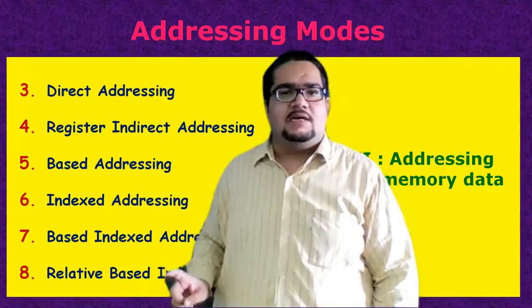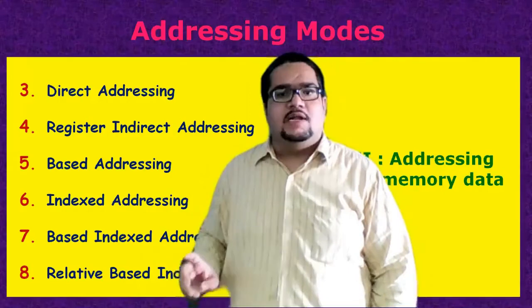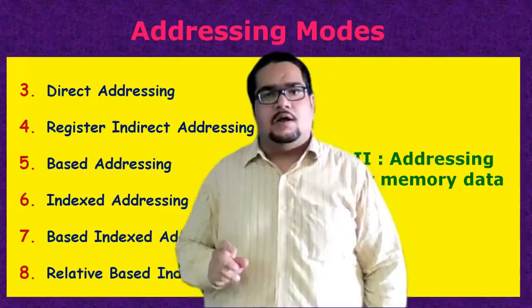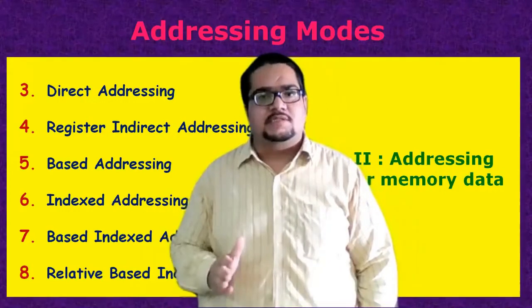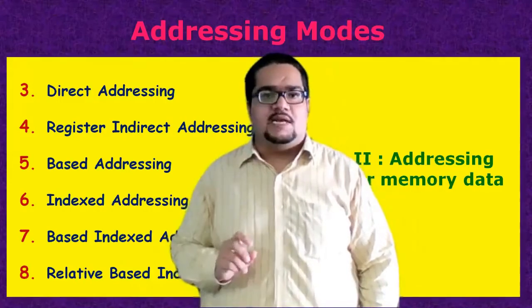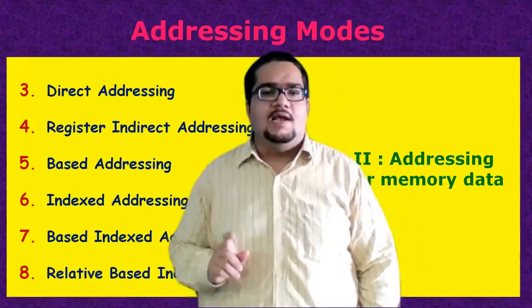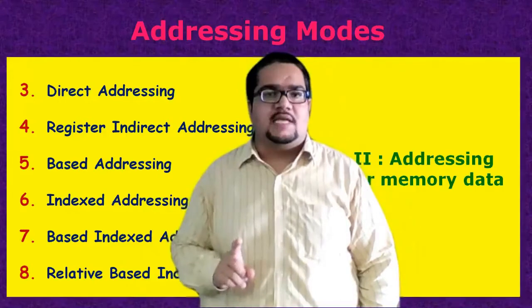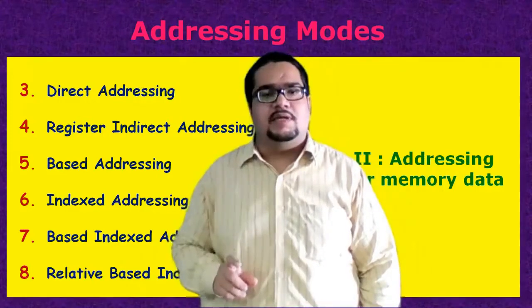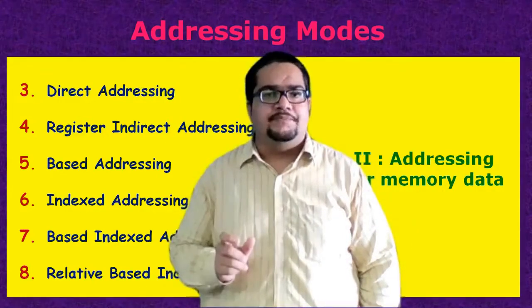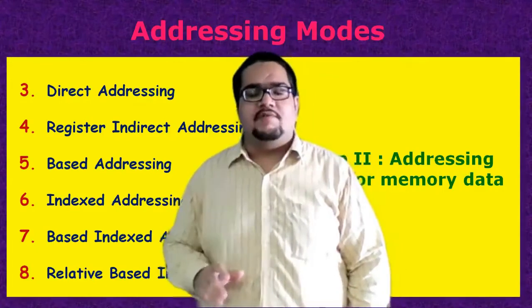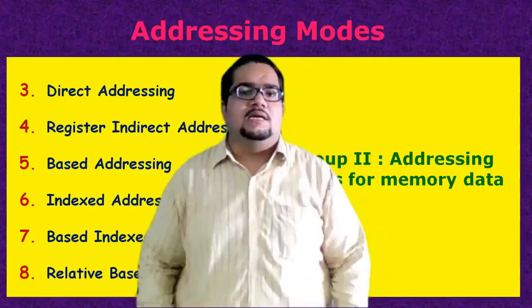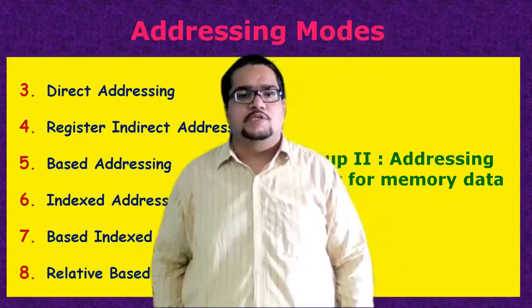And the final one, relative based index addressing mode, talks about where the address is split into 3 parts. One part of that address will be in the base register, either BX or BP. Another part will be in either SI or DI, and the last part will be a direct displacement number. One by one we will see, and you will understand how that memory data is being accessed in this group 2.